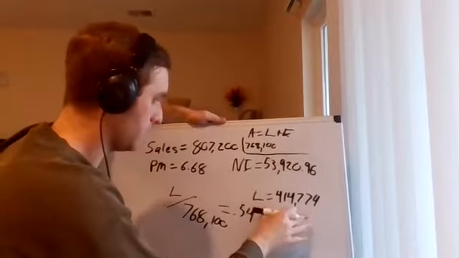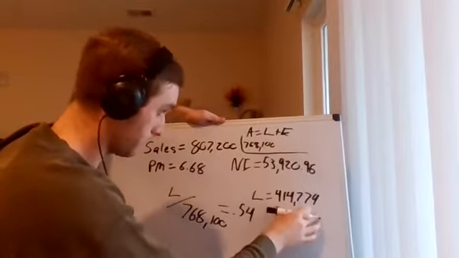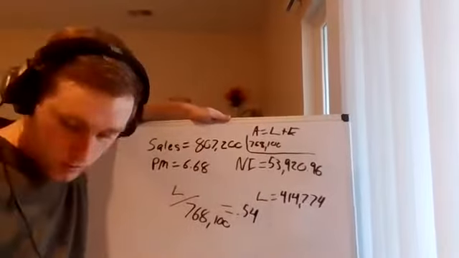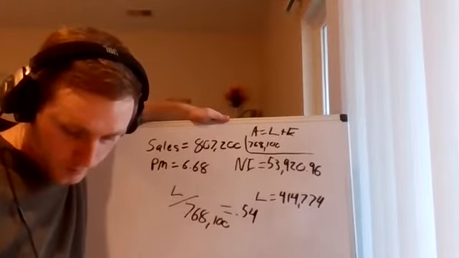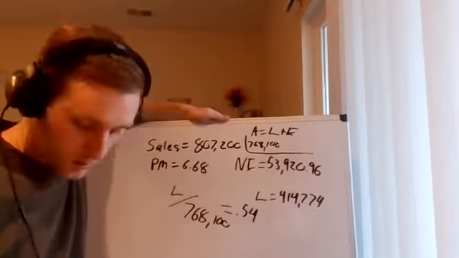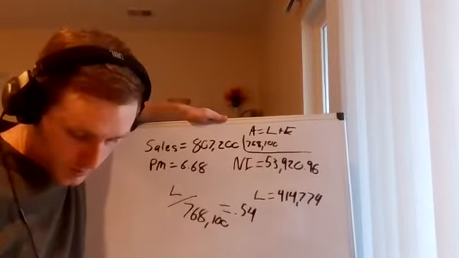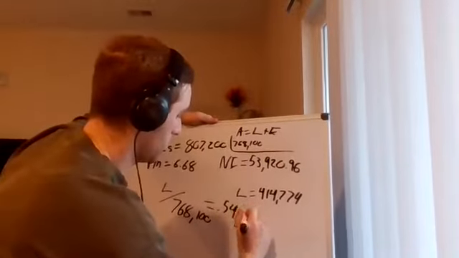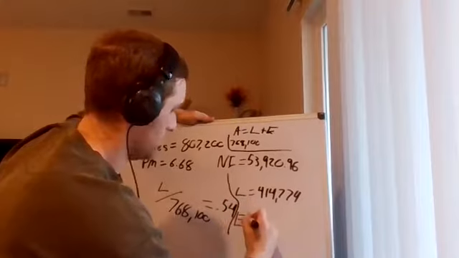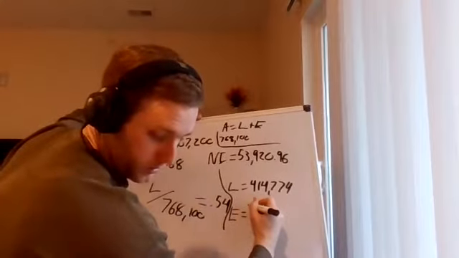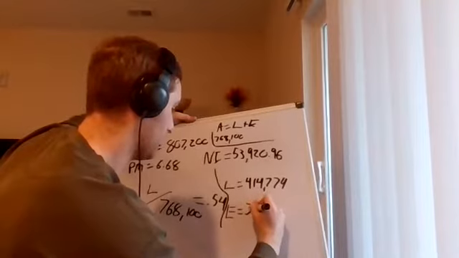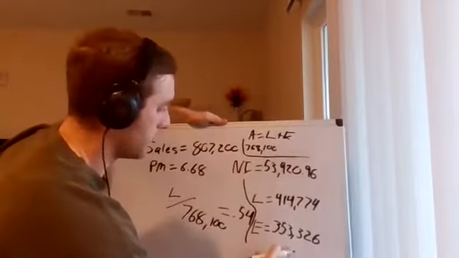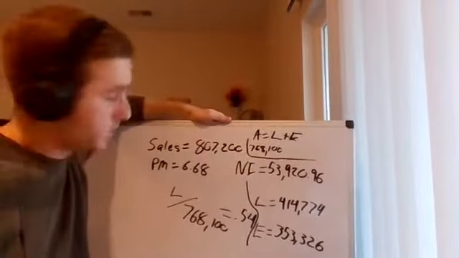So we still don't have everything we need, but again, we go back to this equation. I know my equity is the difference between these two numbers. So I do 768,100 minus 414,774 equals, and that means my equity equals 353,326. Now I've got the other part to help me find the return on equity.